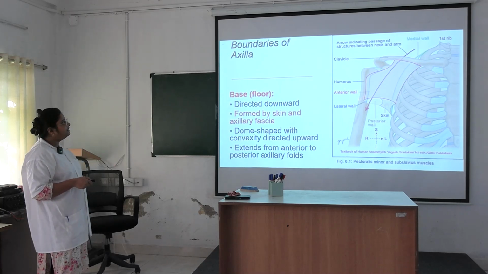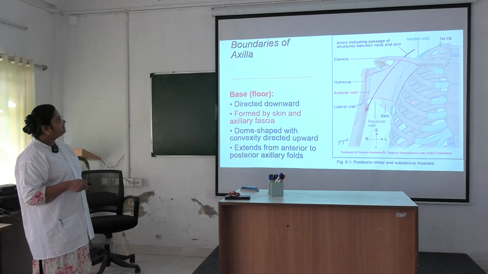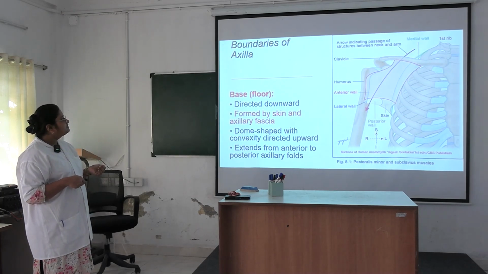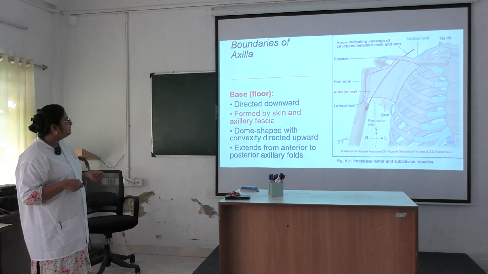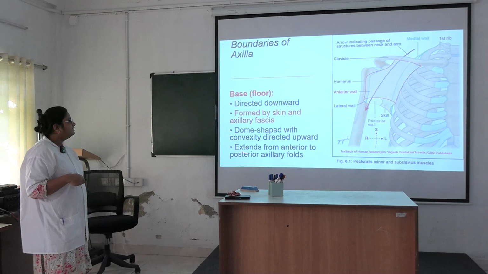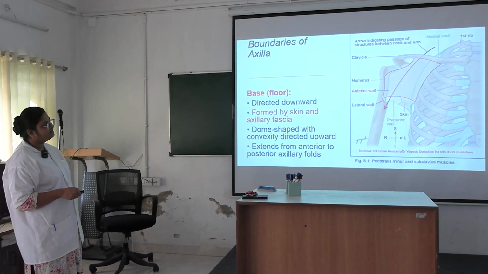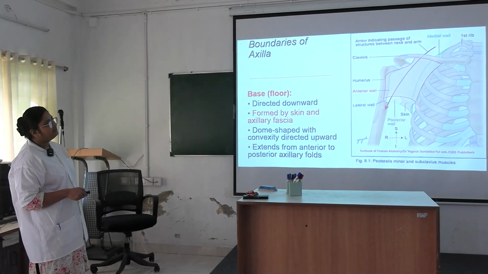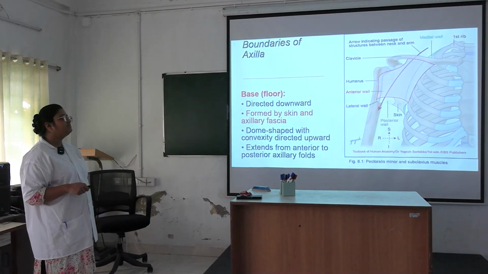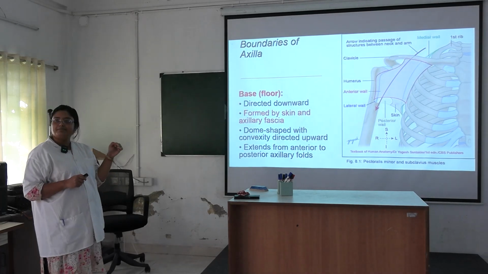Next we go to the base or floor of the axilla. So base is directed downward. Okay, it is dome shaped and it is formed by skin and axillary fascia. It is dome shaped with convexity directed upward and extends from the anterior to the posterior axillary fold. So here is the anterior axillary fold, here is posterior axillary fold, and the base extends between them forming a dome shaped structure.